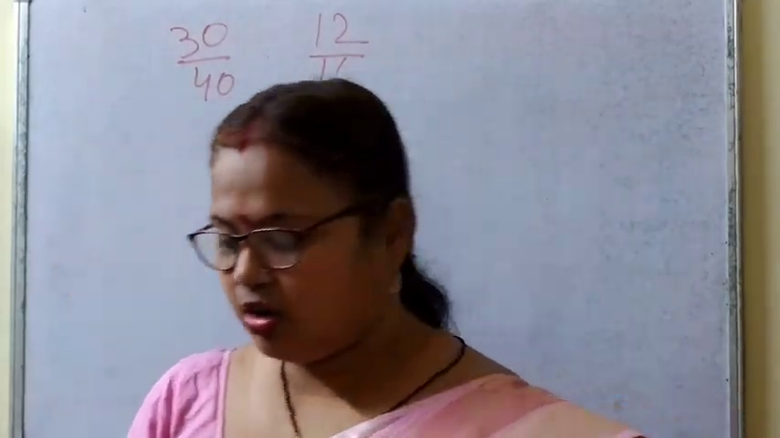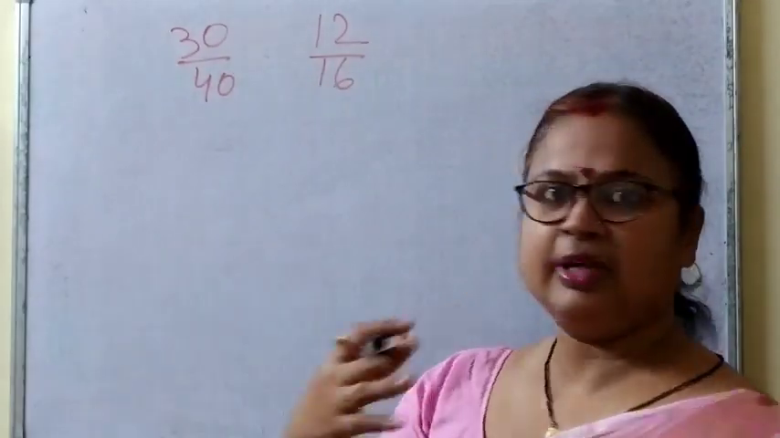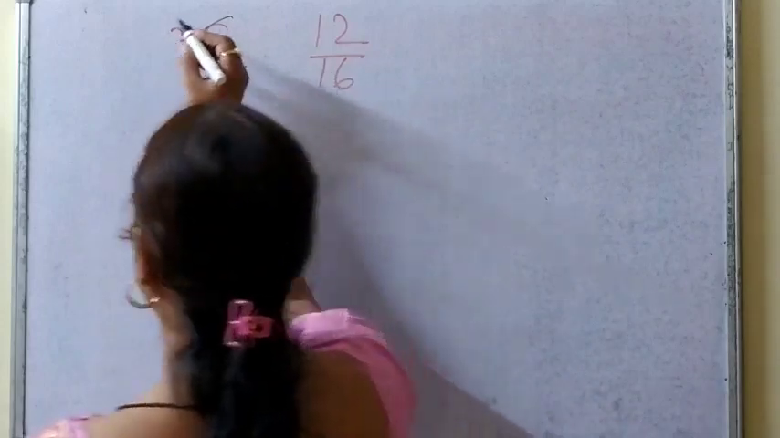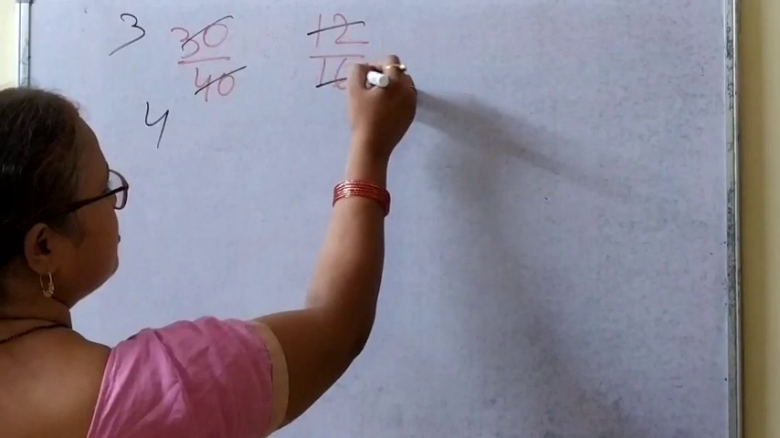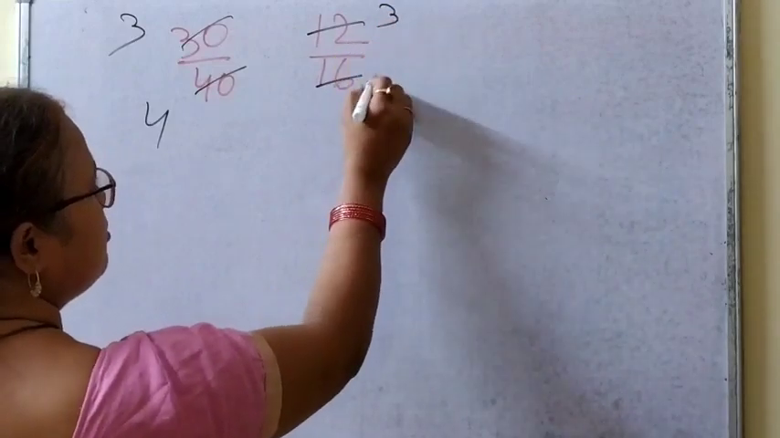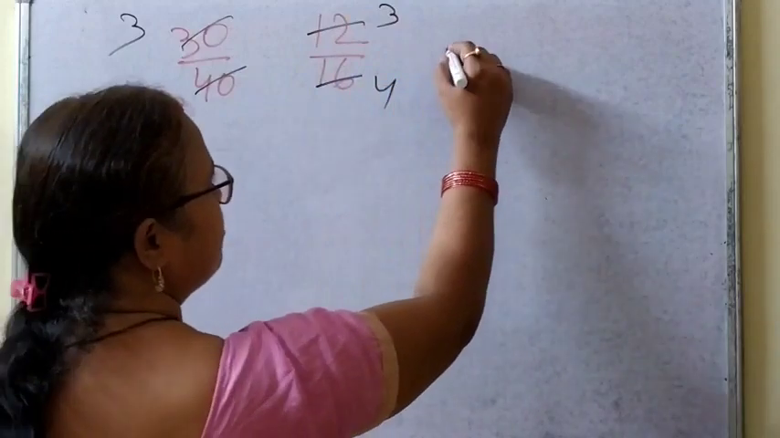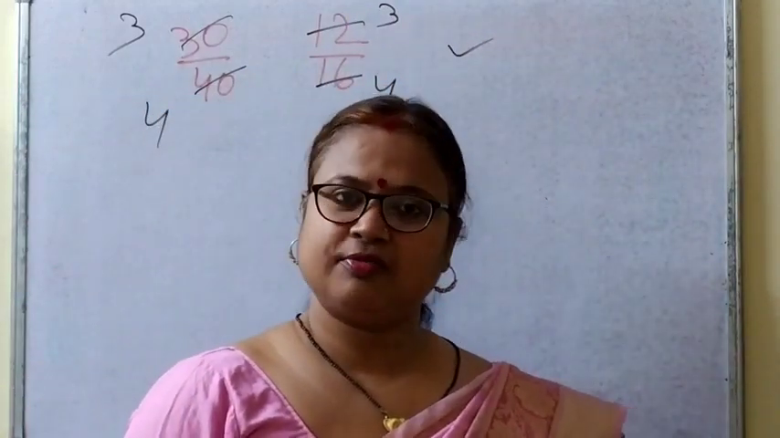Now you tell me how will you solve it? Mentally you can solve it. 10 3s are 30, 10 4s are 40. Then this is divisible by 4: 4 3s are 12, 4 4s are 16. So here you are getting 3 by 4, here also you are getting 3 by 4. Means yes, this is the equivalent fraction.